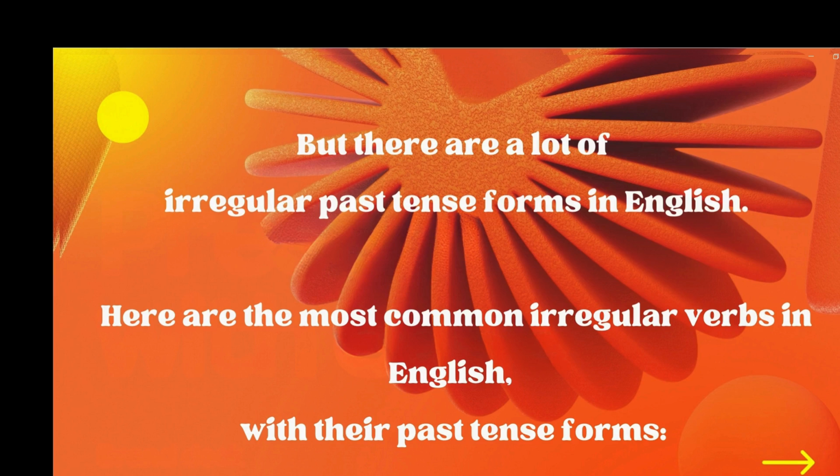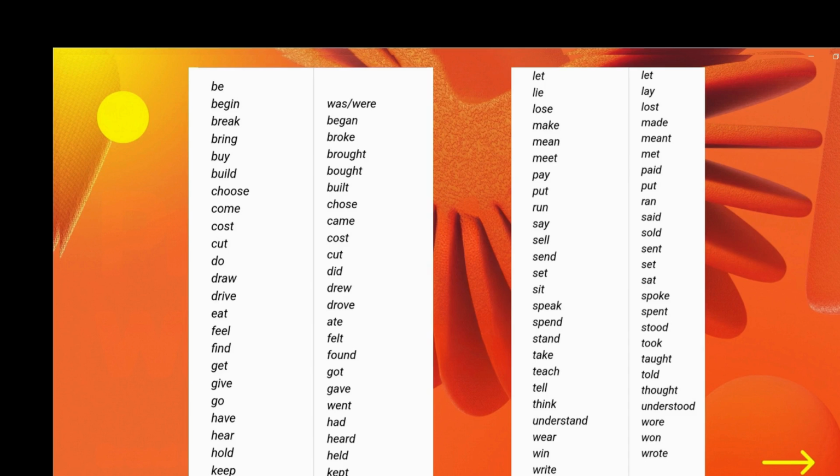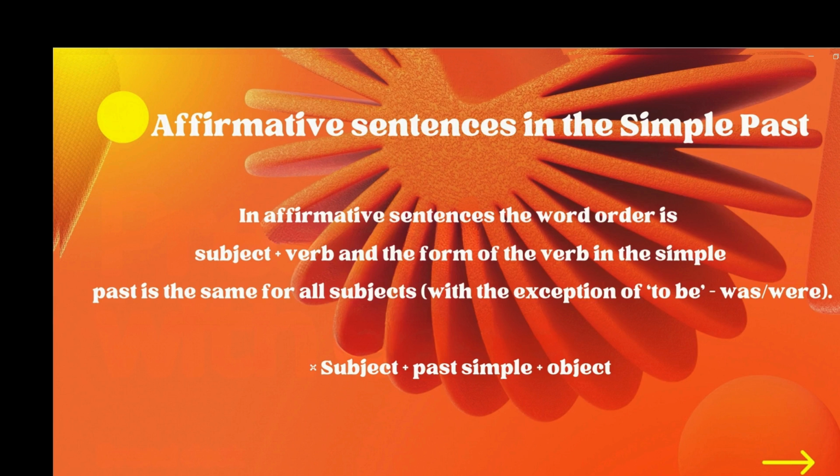But there are a lot of irregular past tense forms in English. Here are the most common irregular verbs in English with their past tense forms. Let's have a look at these tables. In affirmative sentences, the word order is subject, verb, and the form of the verb in the simple past is the same for all subjects, with the exceptions of to be: was, were.